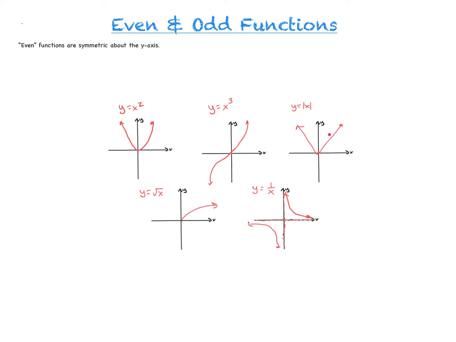This is not an odd function: absolute value of x, square root of x is not symmetric about the origin, but 1 over x has a nice symmetry, a diagonal symmetry about the origin. So let's take a closer look at odd functions.